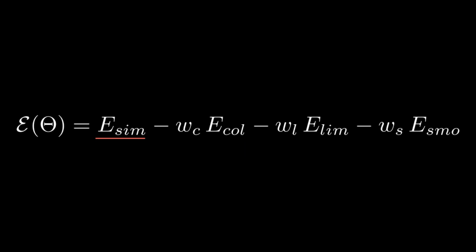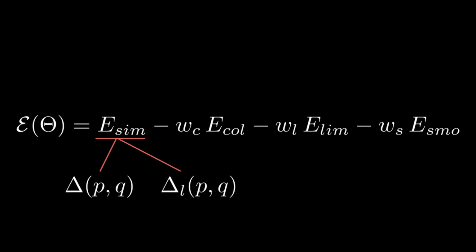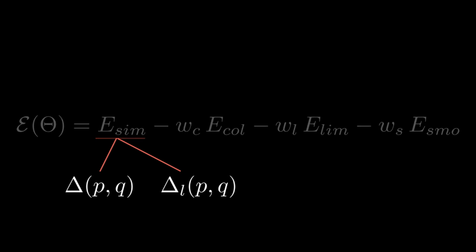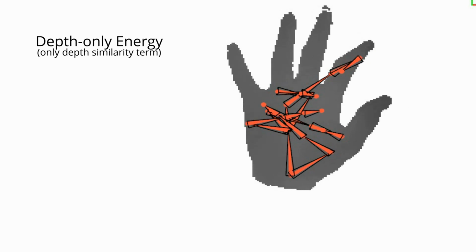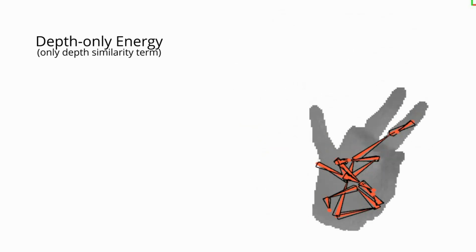We use 2 versions of the similarity term, one that uses only the depth, and another that incorporates part label evidence. During optimization, we initialize a set of pose hypotheses. Separate gradient-based optimization is performed starting from each hypothesis. Please see the paper for details. We now show the quality of different variants of our method.